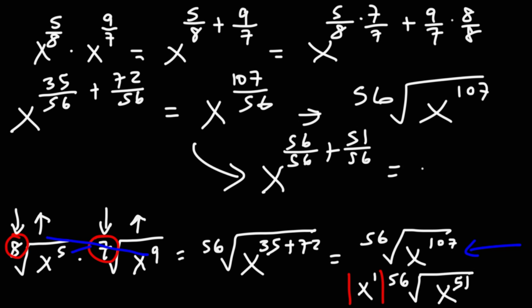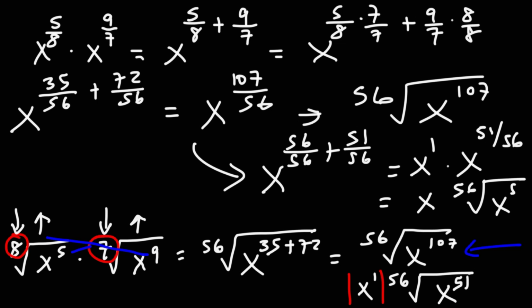So this becomes x to the first power times x to the 51/56. So this x you can leave out in front, and then the other one you can write as the 56th root of x to the 51, which will give you the answer in this form. Let's work on another example.